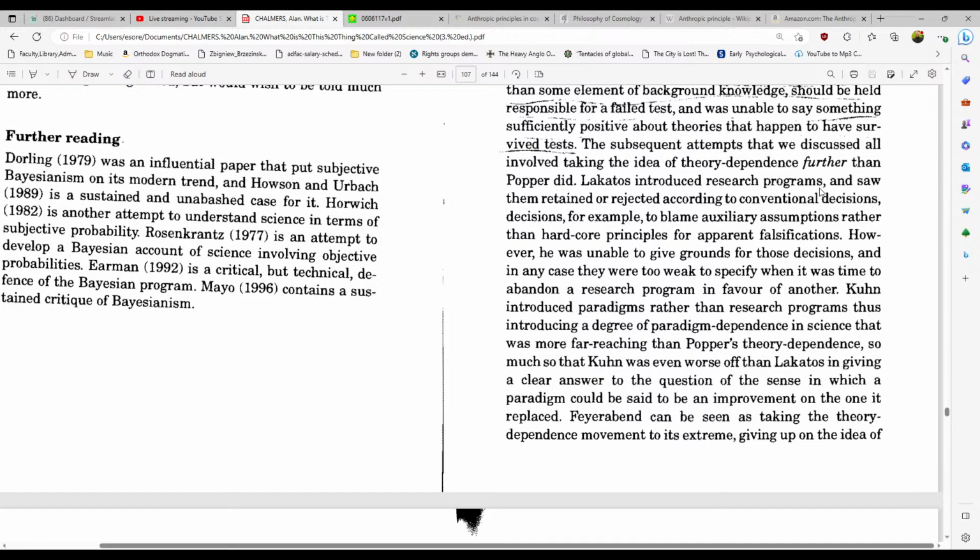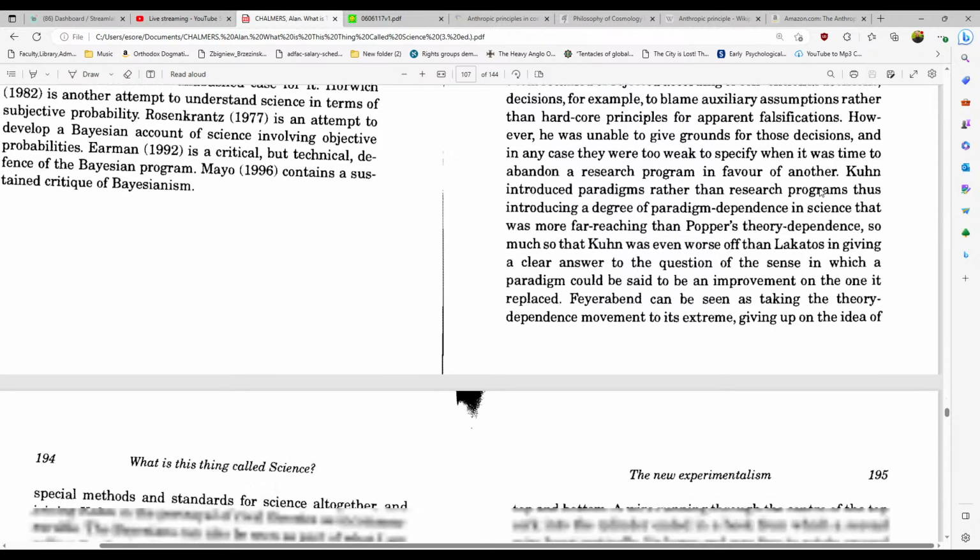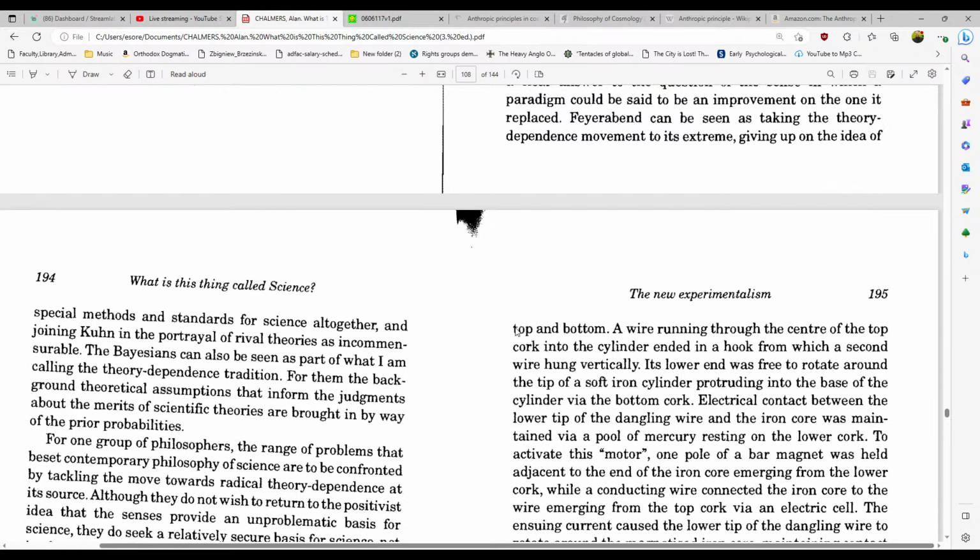Then, of course, we visited Feyerabend, who can be seen as taking the theory dependence movement to its extreme, giving up on the idea of special methods and standards for science altogether. Remember his anarchism? And he joins Kuhn in the portrayal of rival theories as incommensurable. But then you basically have to say that there's nothing special. What did he say? There's nothing more special about science than anything else, and it should be studied along with all the other mythologies from primitive societies.